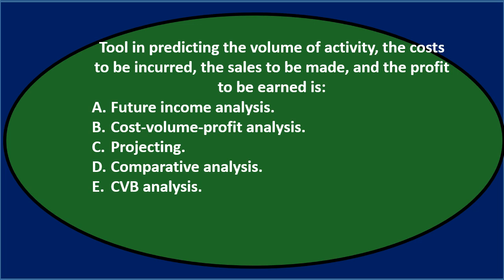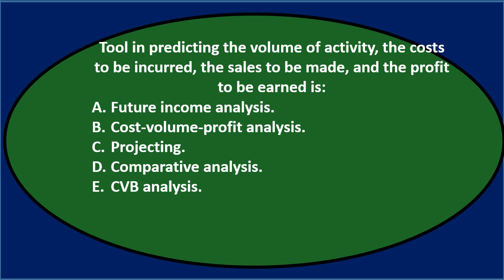First question: a tool in predicting the volume of activity, the cost to be incurred, the sale to be made, and the profit to be earned is A, future income analysis, B, cost volume profit analysis, C, projecting, D, comparative analysis, and E, CVP analysis. Let's go through this again. Use the process of elimination.